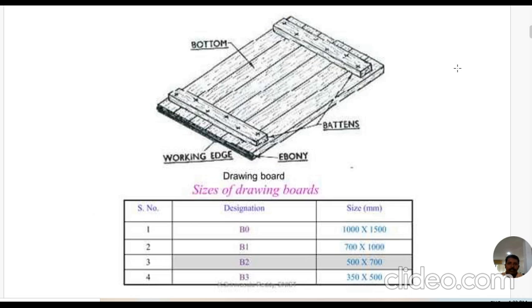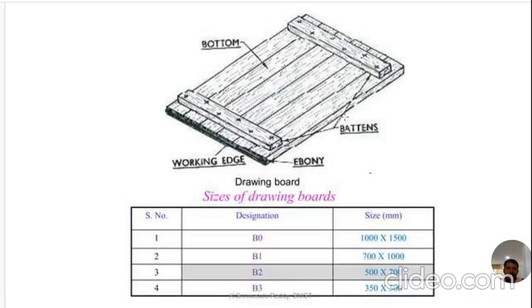This figure represents the drawing board. It consists of two battens and some wooden pieces attached to form a drawing board. These attachments are supported by the battens on either side of the wooden pieces. This is the working edge of the drawing board, and this one is the ageing edge of the drawing board.